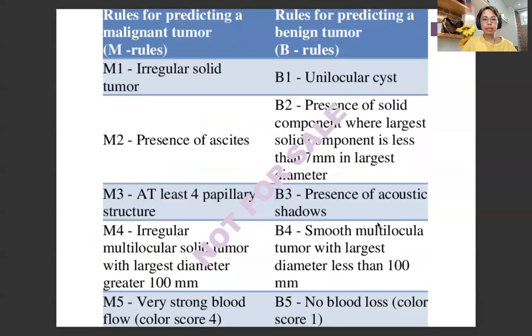All right. There are characteristics of the tumor, either the M or the B, the malignant characteristics and the benign characteristics. Okay, so it's 1 to 5, and then we are able to differentiate them. This was what I mentioned, the color flow. Very strong blood flow for malignant characteristics, while no blood color in B5.